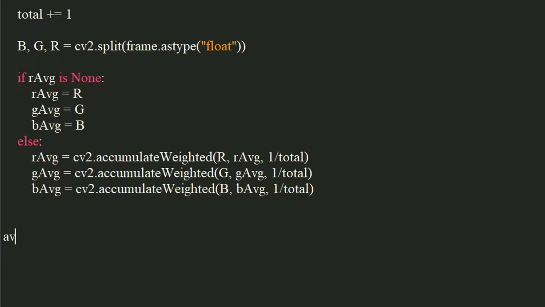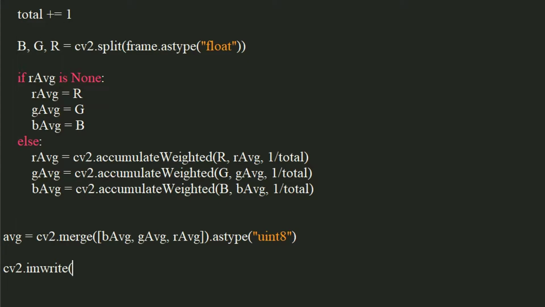Now, we will merge the three channels into an image using CV2's merge function. Be sure to use the astype method to convert the array from float to 8-bit unsigned integer format. Let's save this image to the given output path from the args dictionary. Use the vid object's release method to close the video file.